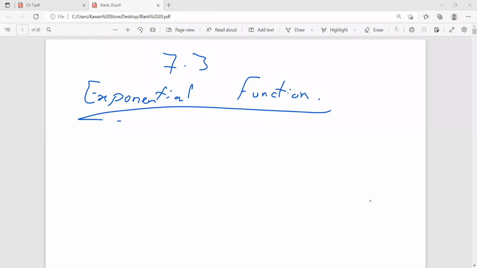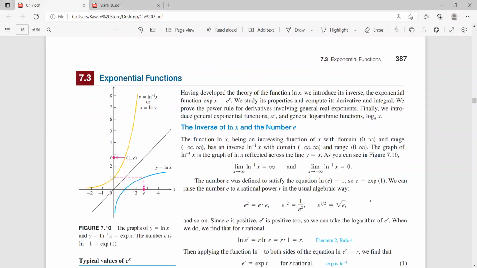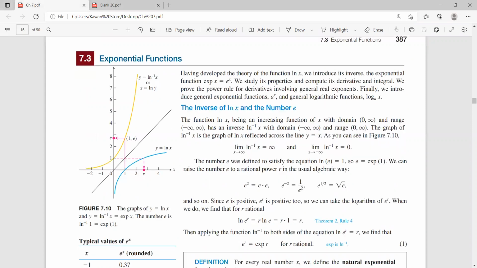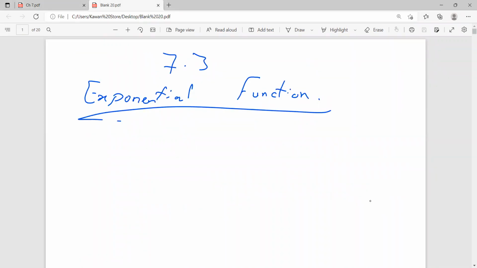Hello again, dear students. Here we have chapter 7, section 3. In that section, we are going to talk about the exponential function. You can see that in the exponential function, the important things here are something like ln. We say that in the ln logarithm function, we need many important things.